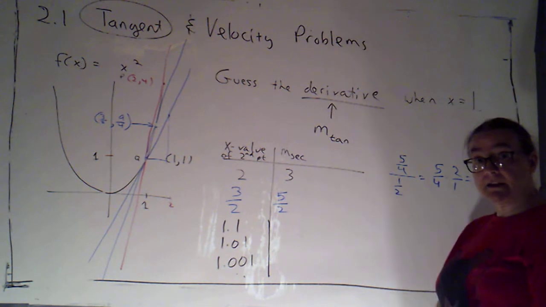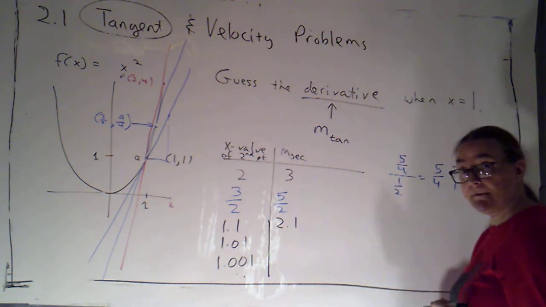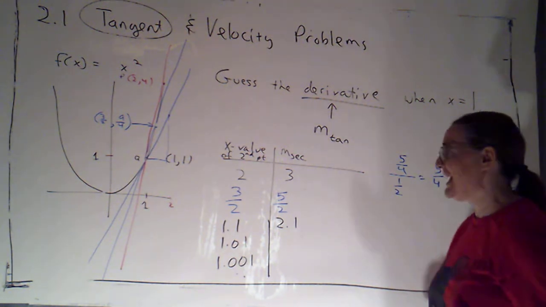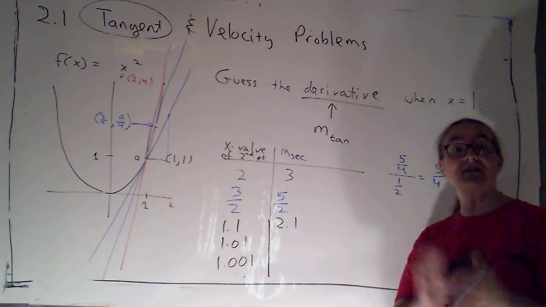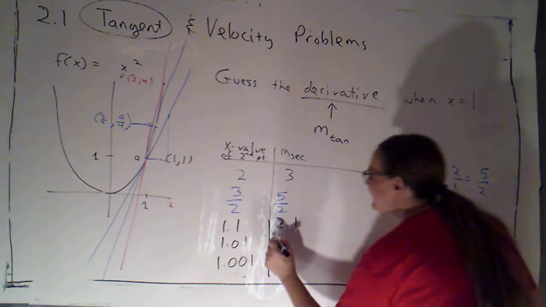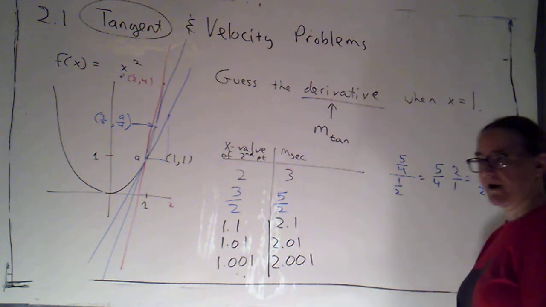Now if I calculate the slopes, this one, it turns out, is going to be 2.1. Now, how on earth did I calculate rise over run so quickly? Turns out there's a shortcut, and we'll actually see that in a moment. I'm using a shortcut that I haven't shown you yet. Okay, this slope is 2.01, and this slope is 2.001.